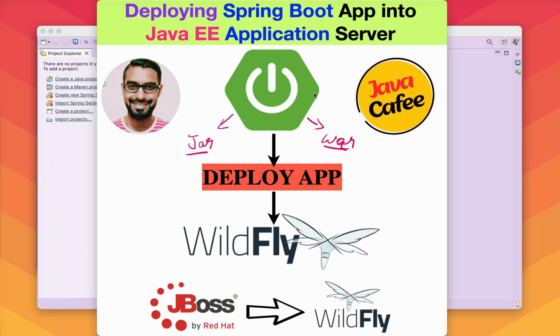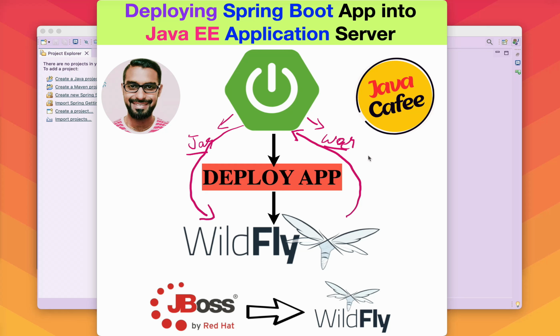Since Spring Boot has its embedded server, the application will control how the server behaves. But when it comes to an external server, the server will control the application. It's not the application which is going to control the server. That's the difference between the traditional way of running a Spring Boot application versus a Spring Boot application that gets executed in an external Java EE application server.